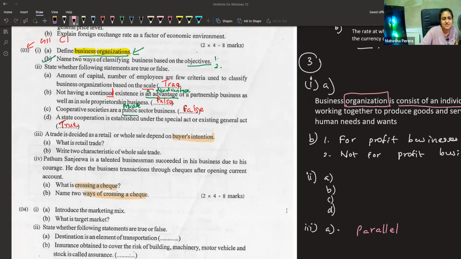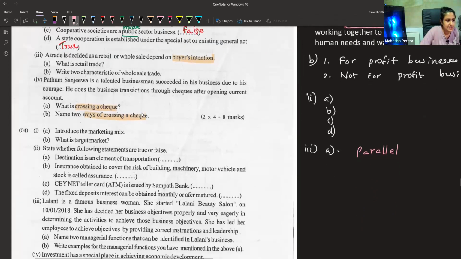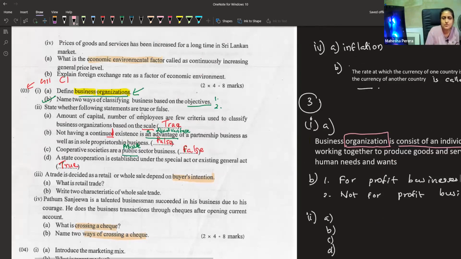Two ways of crossing the check. Very easy. Number 1, general crossing. Number 2, special crossing. Yeah, we are done with question number 3. Let's do the fourth one.